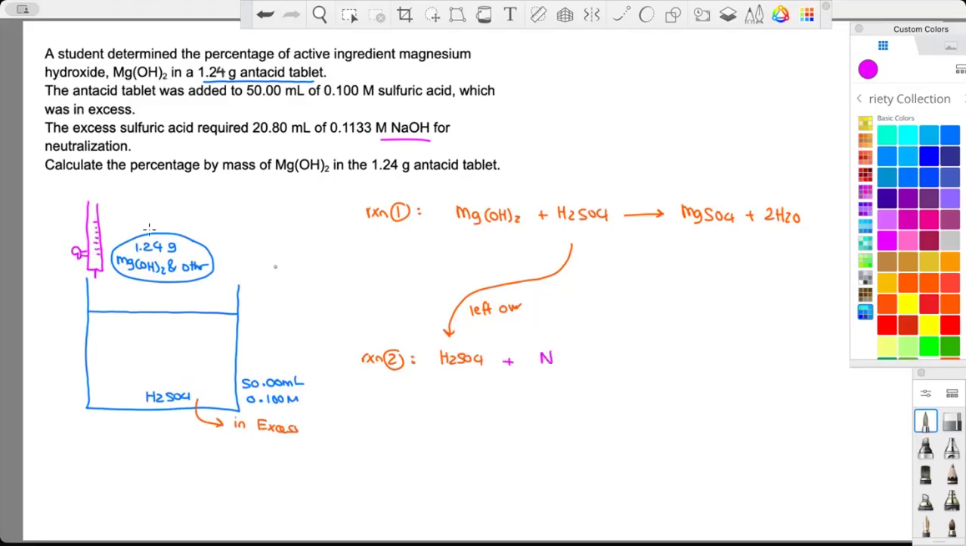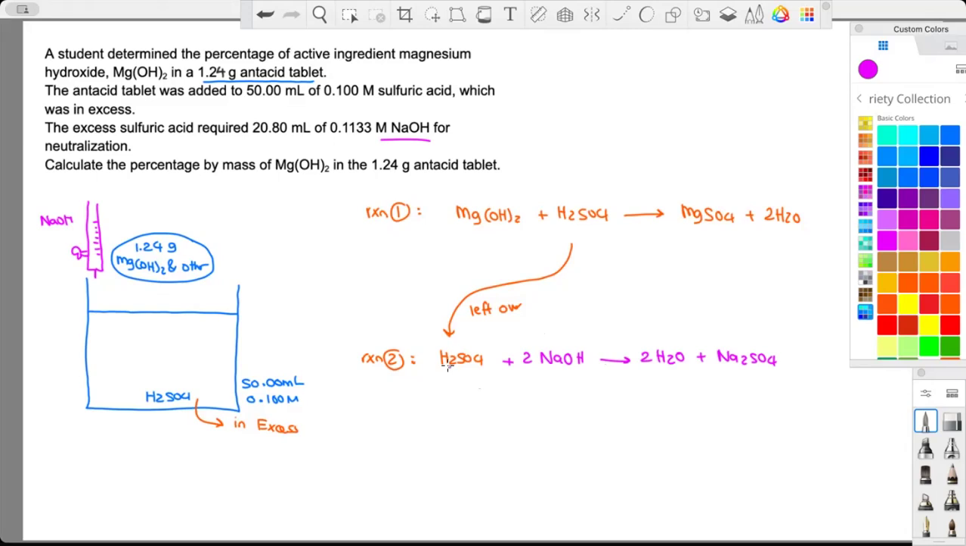So they will react together. Let me put this here, NaOH. So they will react together. Together they will neutralize again, giving us 2H2O and Na2SO4. And then basically from the information of NaOH that we used, we can see how much H2SO4 was left over.